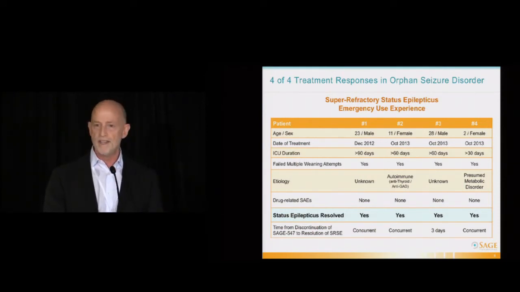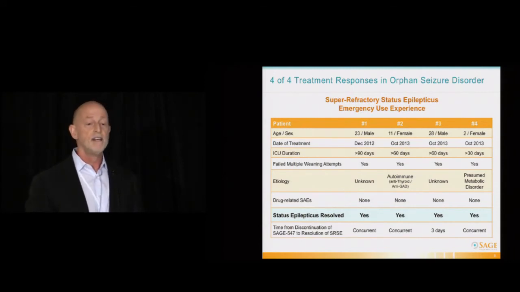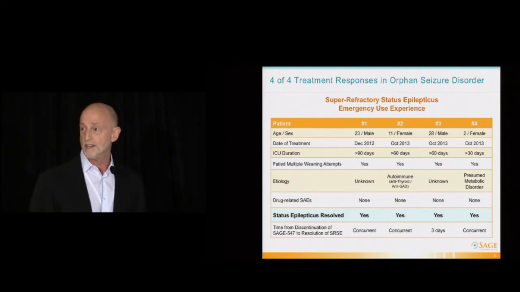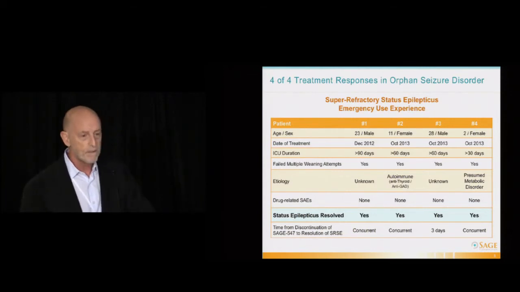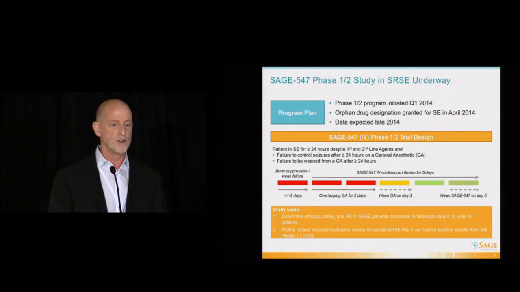What's important is all of these were healthy patients prior to their first admission to the hospital, so-called NORSE patients. All of them responded well to 547. All of them have been discharged and cognitively intact, and none of them had drug-related serious adverse events. As a result, we began our phase 1, phase 2 program, which is underway now.